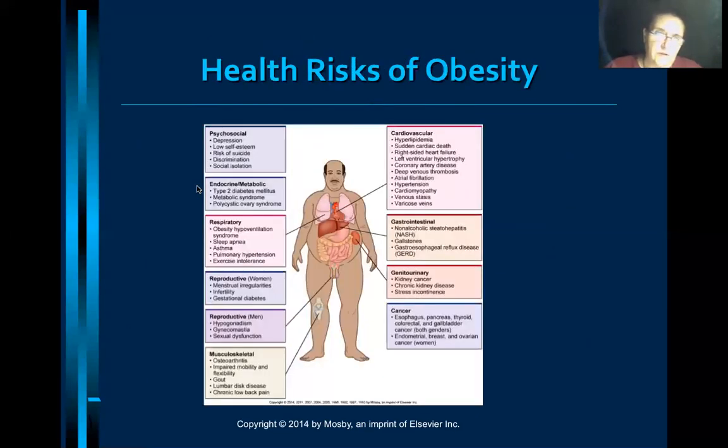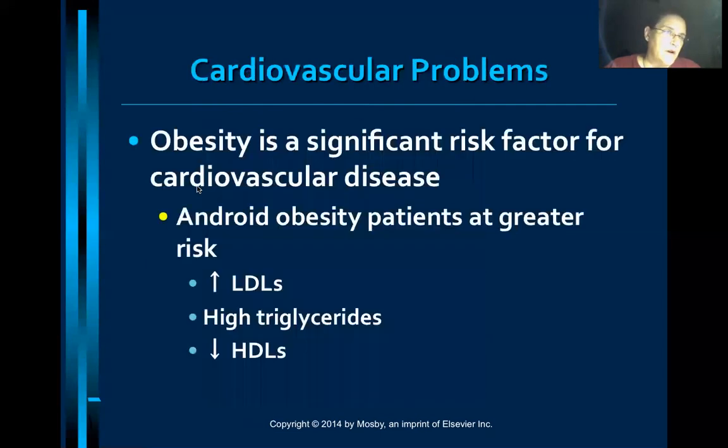All right, so here's a picture. A picture is worth 1,000 words. Just kind of representing some of the health risks with obesity. Cardiovascular problems. Obesity is a significant risk for cardiovascular problems. Android obesity patients are at greater risk because of the increased LDLs and the decreased HDLs. They also have higher triglyceride levels.